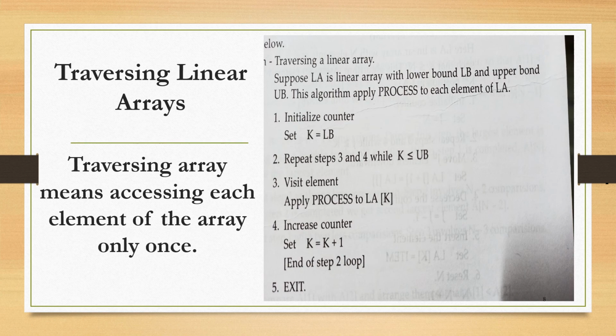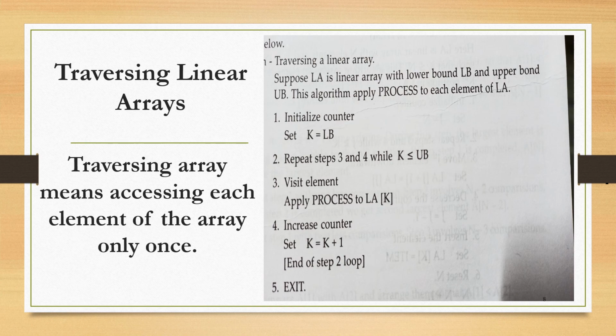Now, whenever you talk about any data storage, for example here a linear array, then immediately the questions come: how will you access the data, how will you insert, how will you delete. So many questions come. Now we'll see one by one. First we'll see how you access all the elements of an array LA. Traversing an array means accessing each element of the array only once. So this is the algorithm for that.